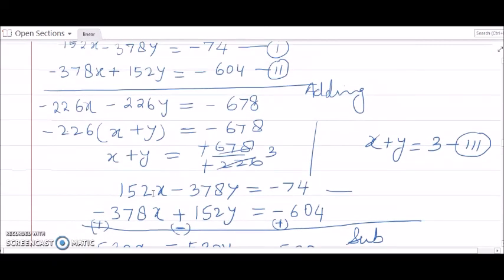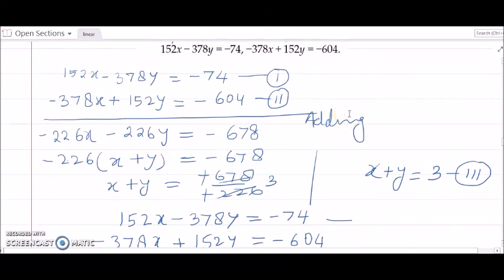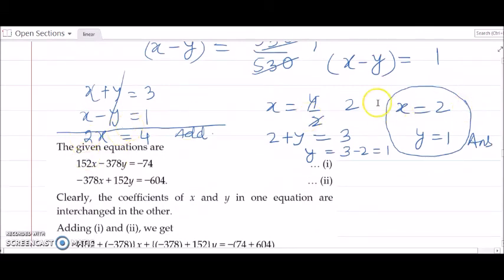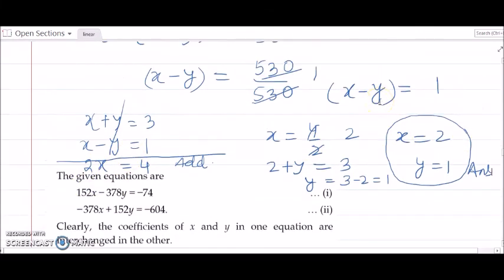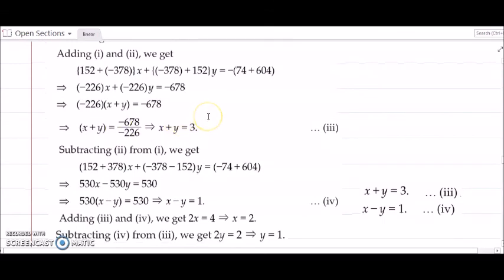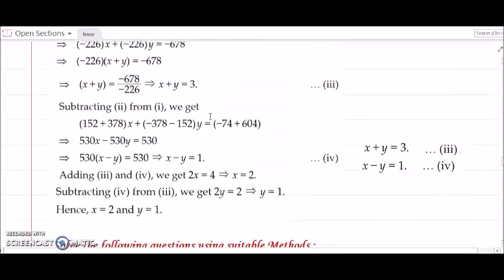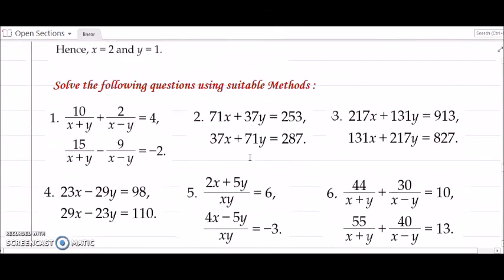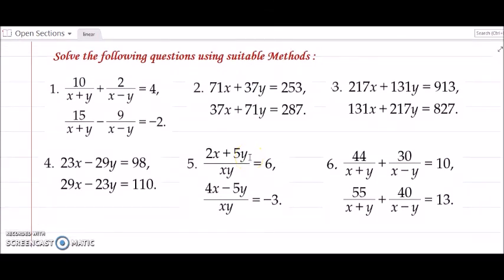You have to first add them, and in the next step you have to subtract. Then you will get two more equations and you solve them using any of the methods. You will get the value of x and y. For your reference, I have given this complete solution. So you can scroll down, you can pause the video and see the solution once, twice, and after that you have to do this assignment. There are 6 questions in this assignment. You have to do all 6 questions. Pause this video and note down all the questions.